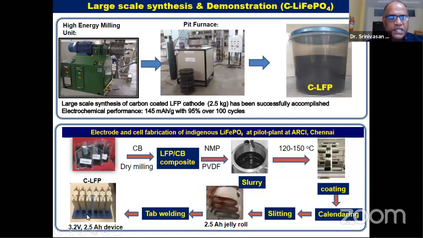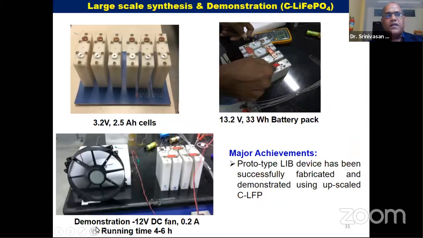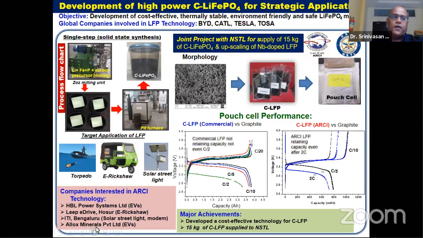The specification of our battery is 3.2 volt, 2.5 ampere hour, and these are all batteries prepared with our material, which we have demonstrated. The major achievement here is that a prototype LiP device has been successfully fabricated and demonstrated using upscaled LFP. Now we are fabricating the battery required for the car, and only that demonstration is pending now.